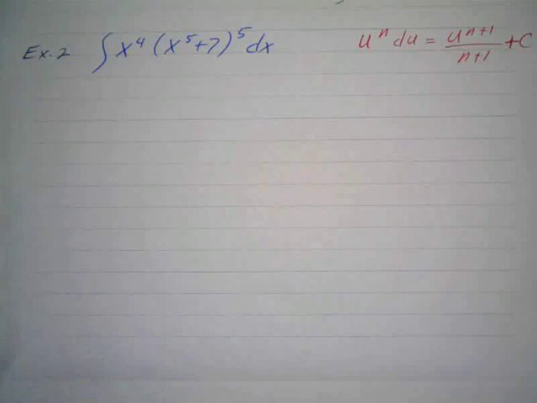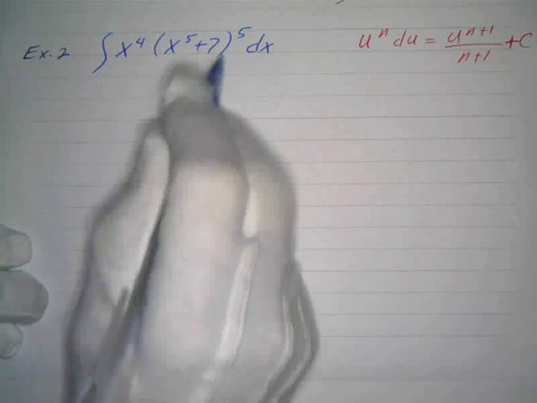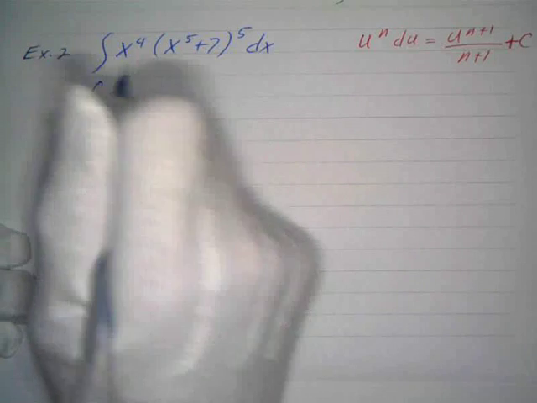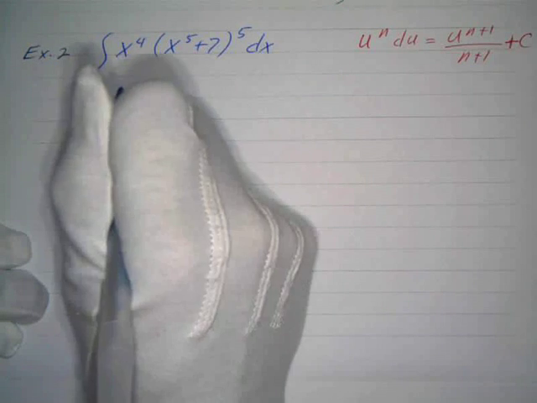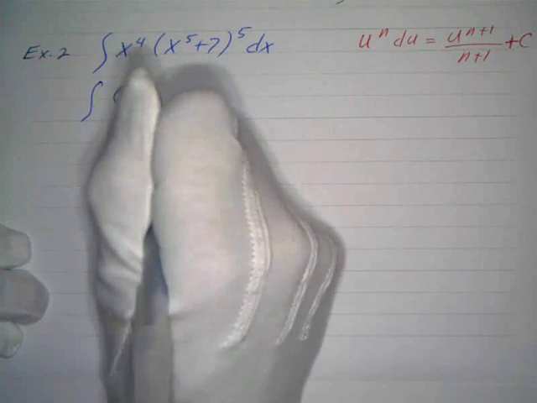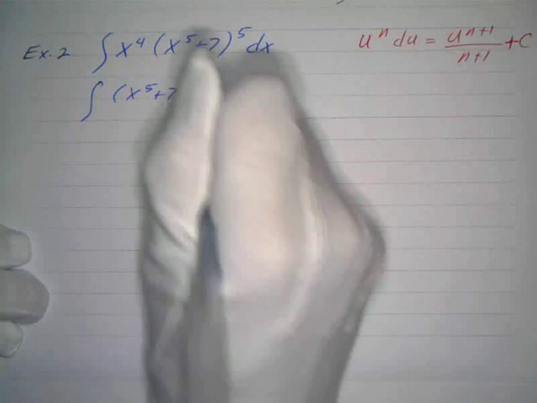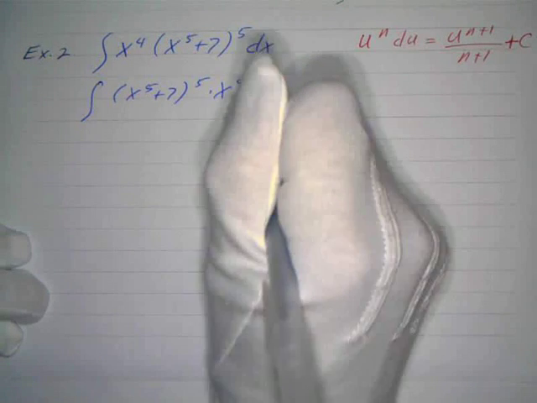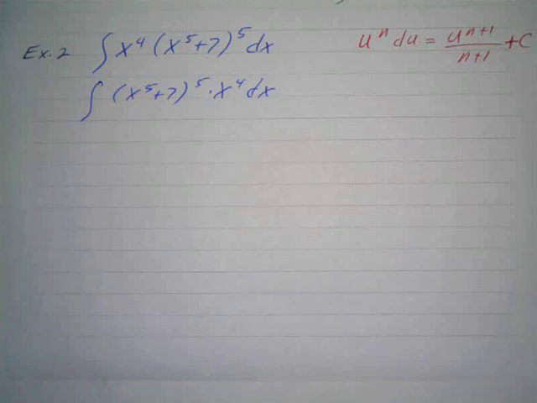So first of all, I'll rewrite this so it's a little bit more convenient. I'll put the x to the fourth over on the right side here, because that's going to probably be part of my du. So I'll write (x to the fifth plus 7) to the fifth times x to the fourth dx. And you can combine some of these steps. I just like to show every step to make sure we're all on the same page.